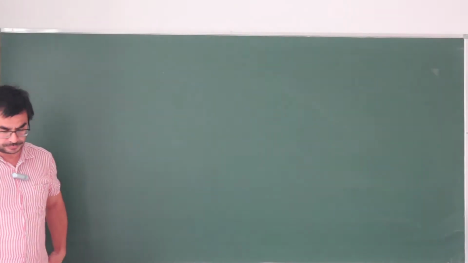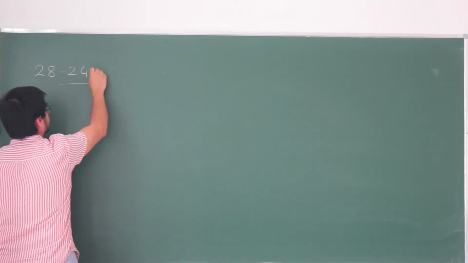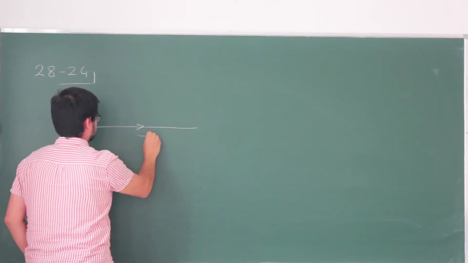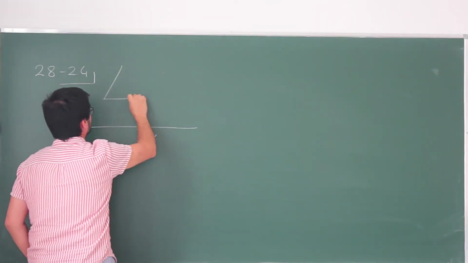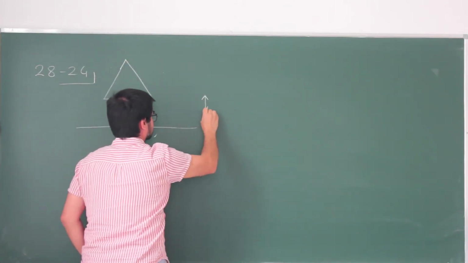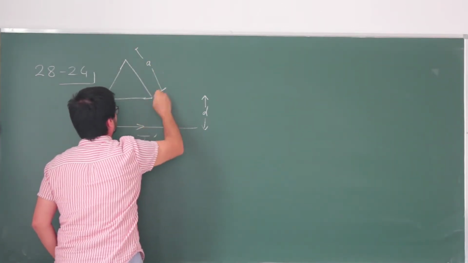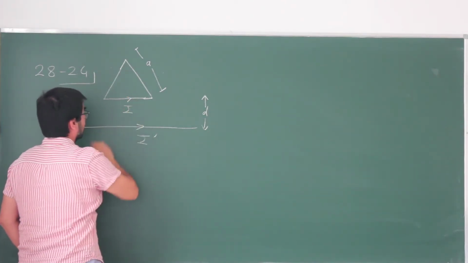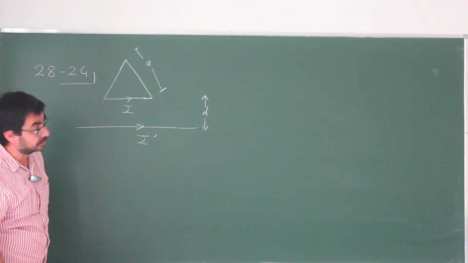So this is problem 24 from chapter 28. Here we have a horizontal current carrying wire carrying some current I prime, and on top of this there is a triangular loop, an equilateral triangular loop at distance d from this, and each side of this equilateral triangle is just A, and it is carrying a different current I, and we are required to determine the force on this loop.